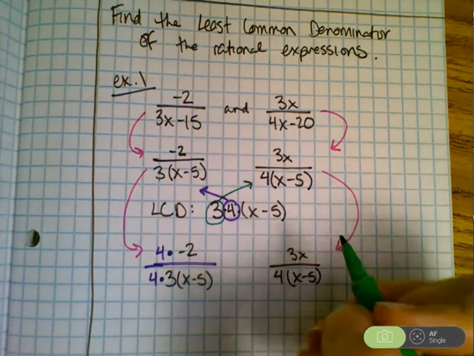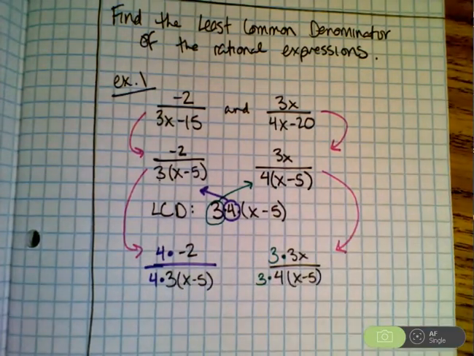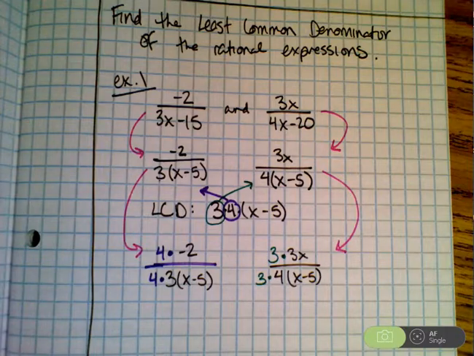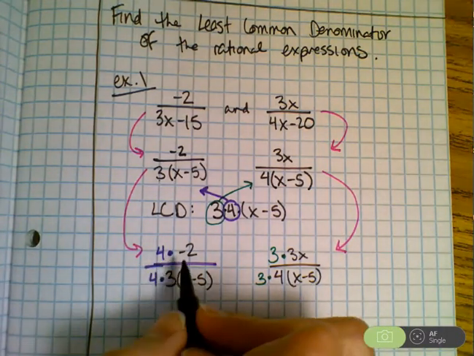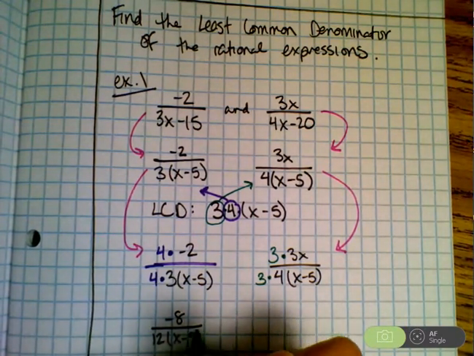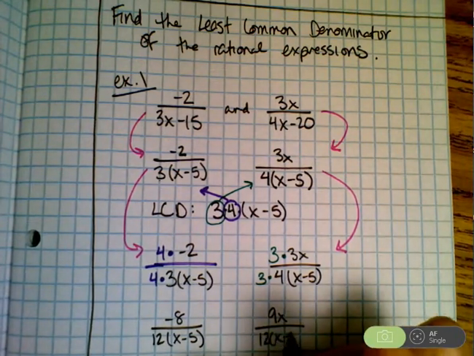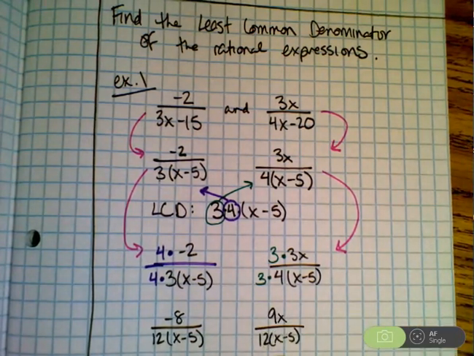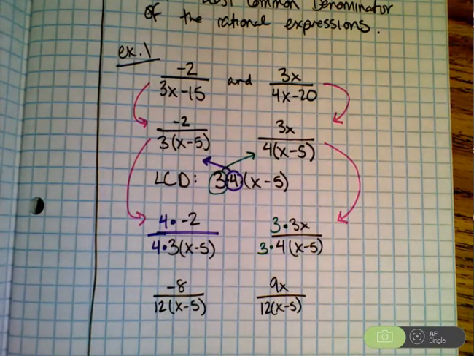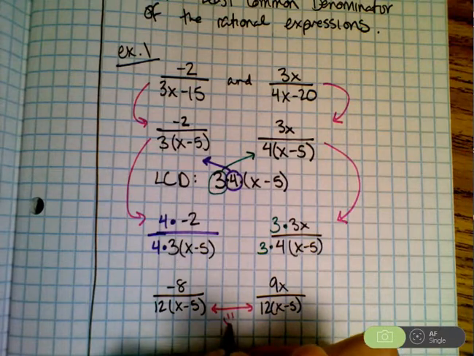This one, it's the 3 that's missing, so I need to multiply by 3, but I need to multiply by a 3 on the top as well. So I'm not changing my expression. Now I can simplify that a little bit. I get -8 over 12 times x minus 5 and 9x over 12 times x minus 5. I have the same denominators. That was my goal. Since my denominators are the same, I am happy.